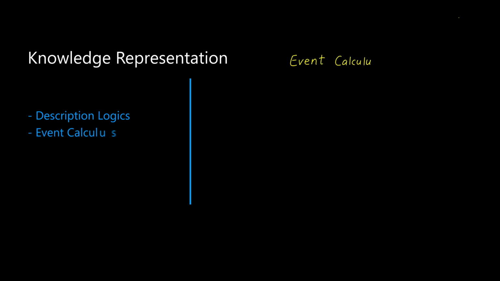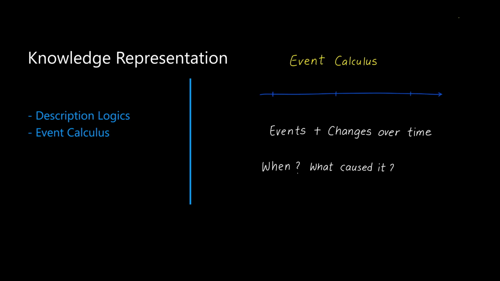Event calculus describes events and changes over time. When did the light turn on? What caused it? What happens if we flip the switch? This matters because the world isn't static. AI needs to reason about sequences and causation, not just snapshots.